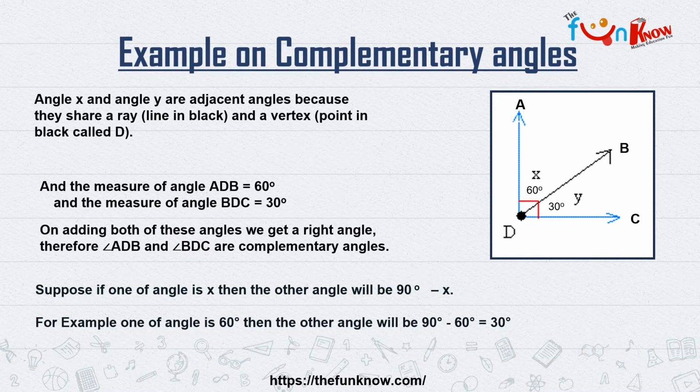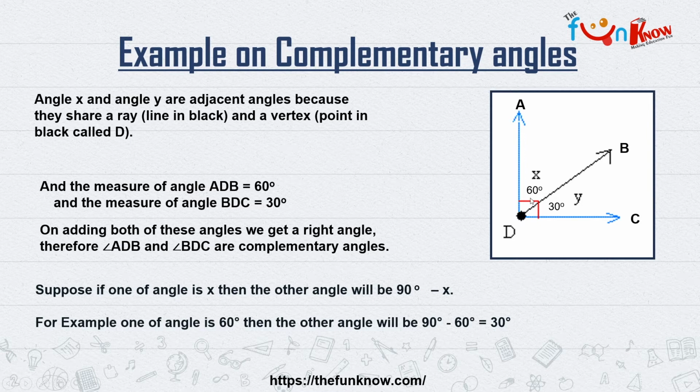Angle X and angle Y are adjacent angles because they are sharing a ray, which is in black, and a vertex, which is known as B. One angle will be ADB, that is 60 degrees, and one angle will be BDC, which is 30 degrees. There are two angles, they are adjacent to each other. What do you mean by adjacent? They are neighbors of each other and they are sharing one common ray, which common ray will be BD.